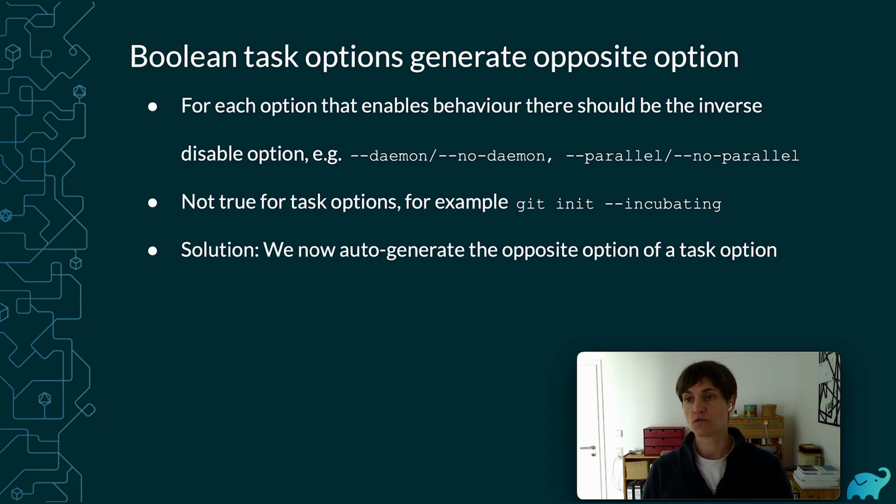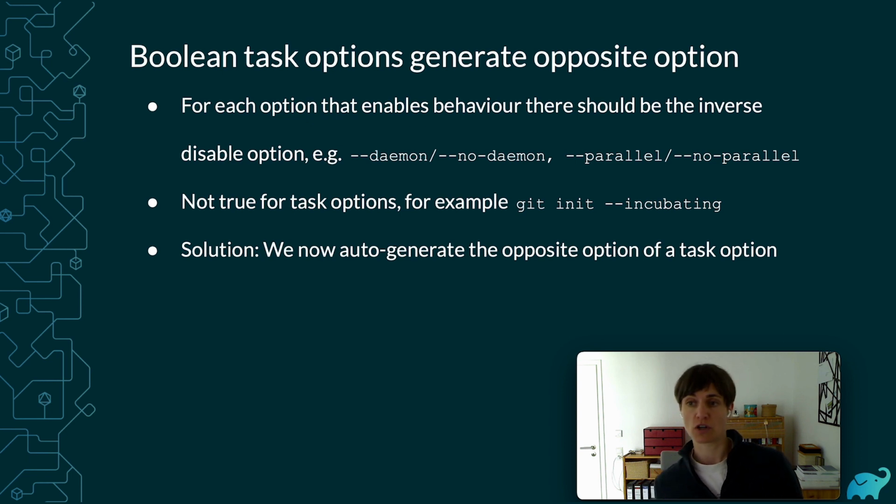That is the case for build options, for example, --daemon, then you have --no-daemon, or --parallel, the same thing. Unfortunately, this is not the case for Boolean task options. So for example, on the init build task, you have this incubating option, and that sets the value to true. So it allows you to use incubating APIs. But it's not possible to set this value to false. You can't pass a value, so say incubating equals true or false.